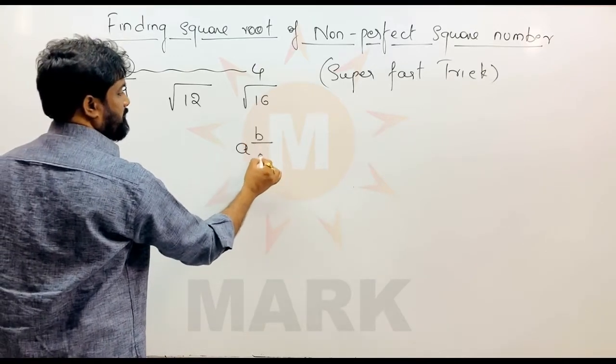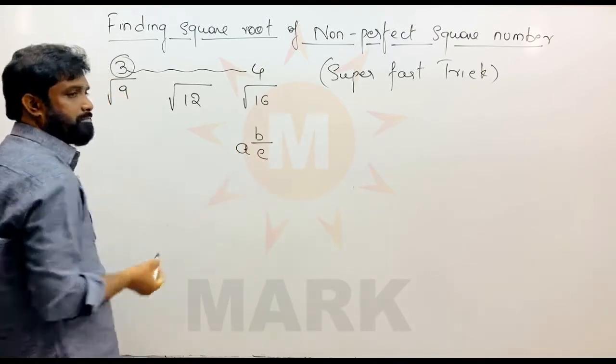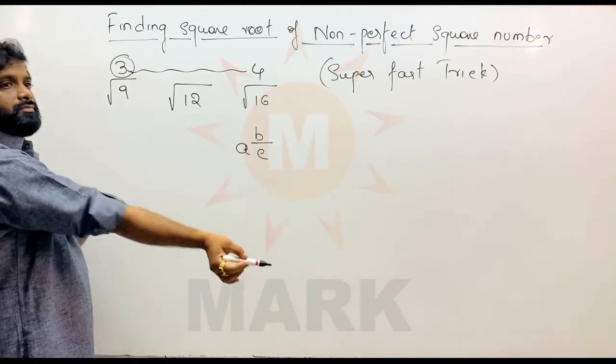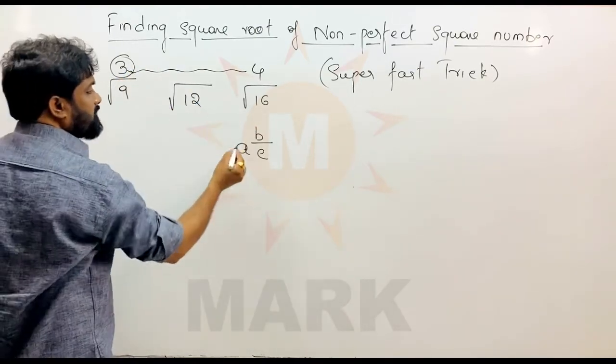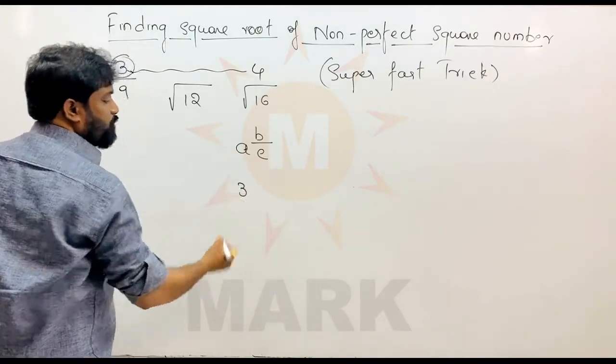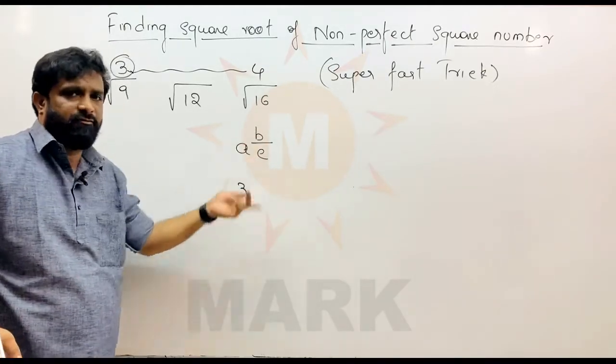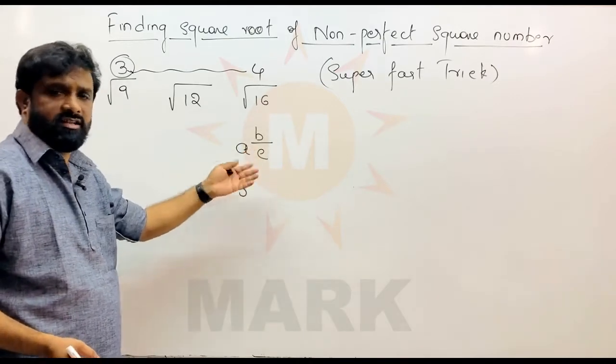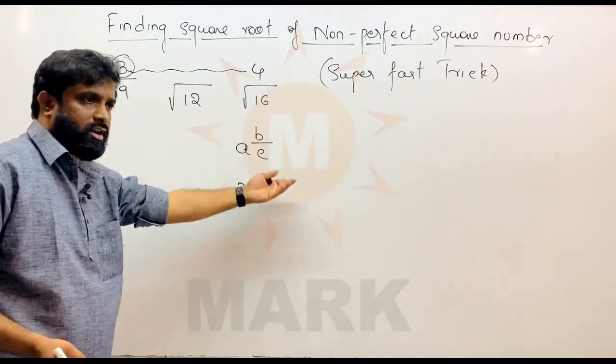So I can write a mixed fraction A, B by C. So it is nothing but 3 point something will come. Obviously in the place of A, 3 is going to come. In the place of B by C, that is a fraction, actually a decimal should come. In the place of the decimal, I am writing a fraction. Then afterwards, if you want, you can convert it into a decimal.